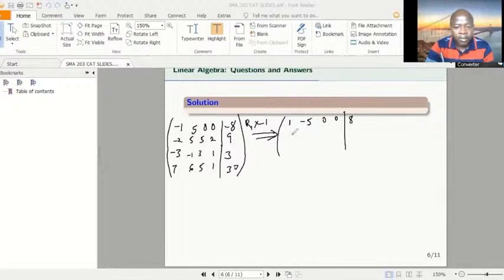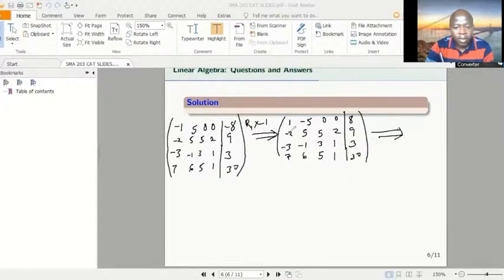And here you have -2 because we've not touched the second row, so it remains the same way it was. And row 3 we've not touched it, so it remains the same way it was. And then the same thing to row 4.